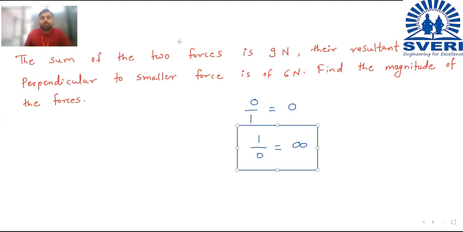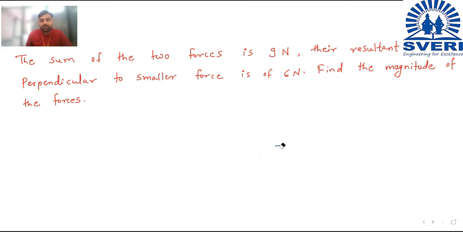Okay, so now we will move to our numerical. So I will erase this. Now you will come to know why I have asked you this question. So now see, come back to the numerical. Here the sum of two forces is 9 Newton. So I will write here my first force is P, my second force is Q. So P plus Q is equal to 9 Newton. I will write this as my equation number 1. This is given in the numerical.